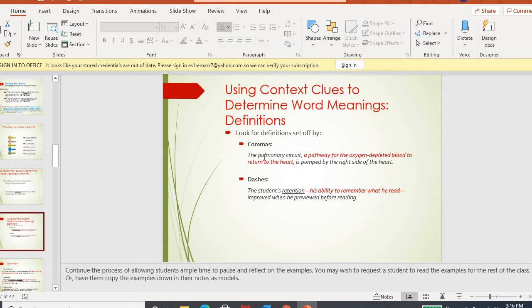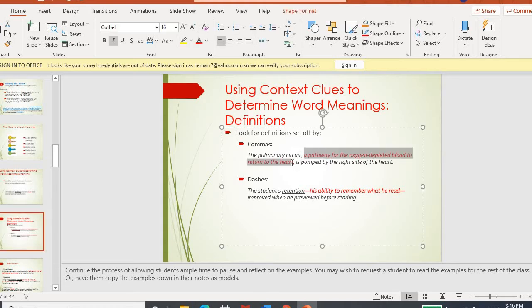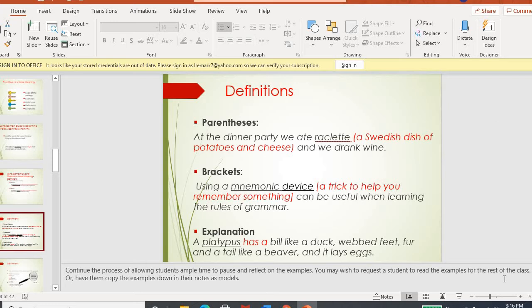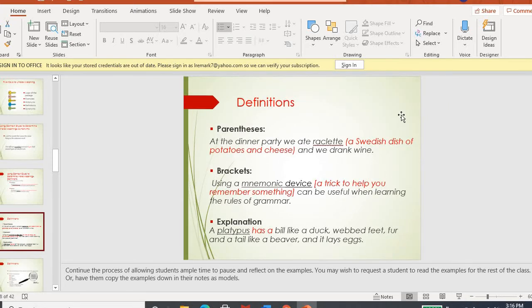So they might have a word like pulmonary circuit. You're like, what is that? Well, offset by commas is the definition. Or in this case here, offset by dashes is the definition. So they could be giving you the definition right in front of you, and unless you pay attention to it, you may not know. They could also use parentheses.